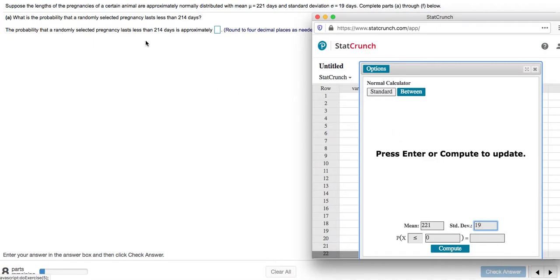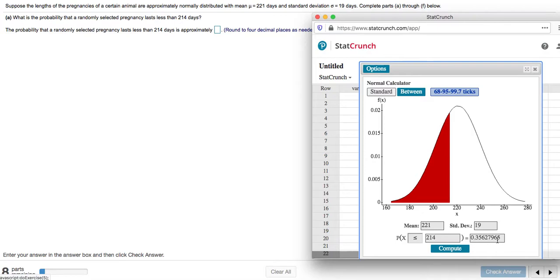To say that one that is randomly selected has a pregnancy less than 214 days means we want to make sure the less than is selected, and we put 214 here, and by clicking compute, we get the corresponding probability. So for one chosen at random, that's 0.3563 if I round to 4 decimal places.